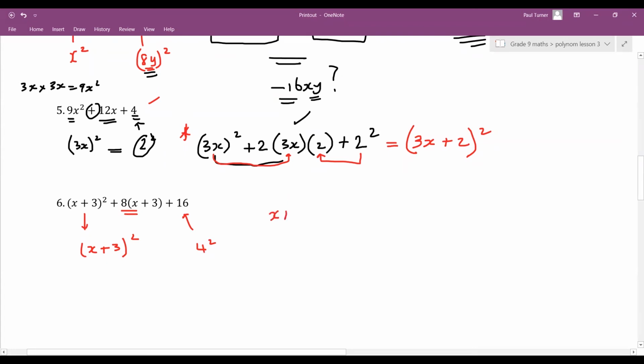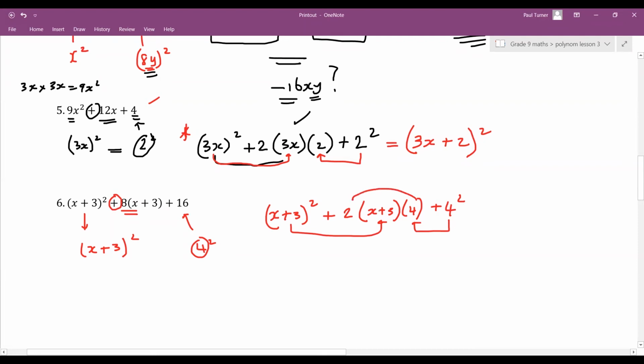So we've got x plus 3 all squared. We have a plus, so we write plus. Then I write 2. Then I write the first term, which is a, which is x plus 3. The next one I write is 4. So I put 4 here, and I square that number at the end. So this number goes here. This number goes here. And the middle term was 8 times x plus 3. That's going to be good, isn't it? Because 2 times 4 is 8, x plus 3. So it's correct.